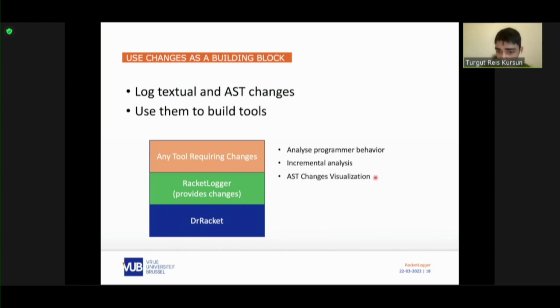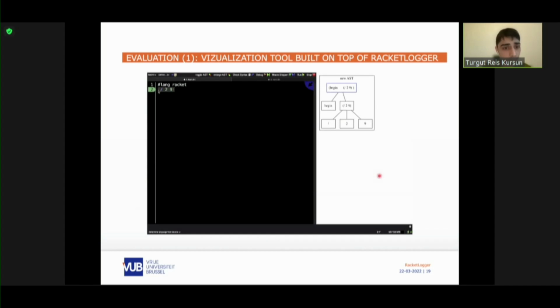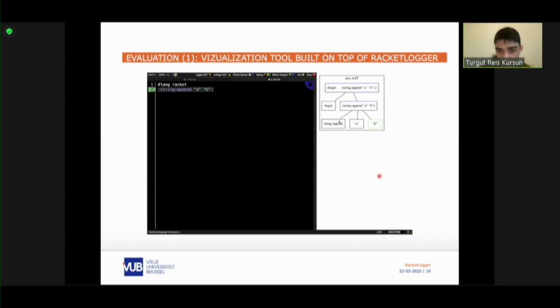And lastly, and this last example is something that we have built on top of RacketLogger, is an AST changes visualization. And here I want to show it to you. So here you can see the DrRacket IDE with two plugins installed, RacketLogger that provides AST changes, and second, our visualizer that will use these AST changes to beautifully show the AST and the changes to it. So here you can see the programmer writing some code, and then the changes are immediately shown. And if you change to another tab, then the corresponding changes are immediately logged.